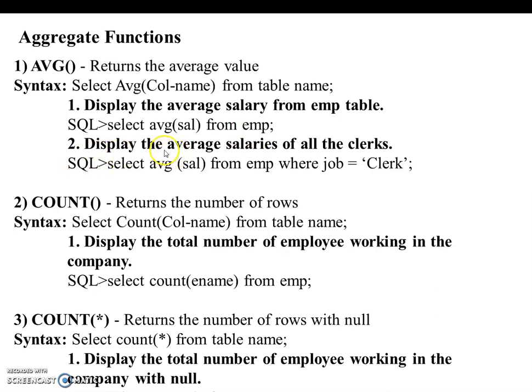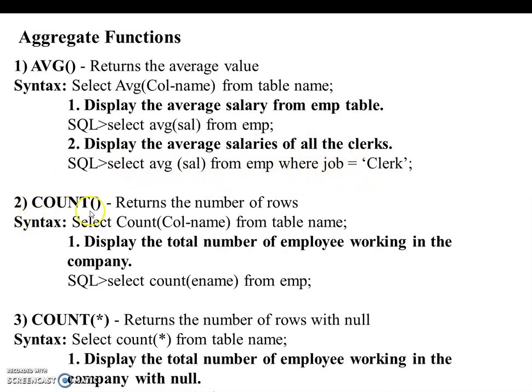Next, display the average salary of all the clerks. Here is a condition, we are going to find out the average salary but only of clerks. Hence we have to specify the job of clerk, if we have job as a column. So the query will look like select AVG sal from EMP where job is clerk.